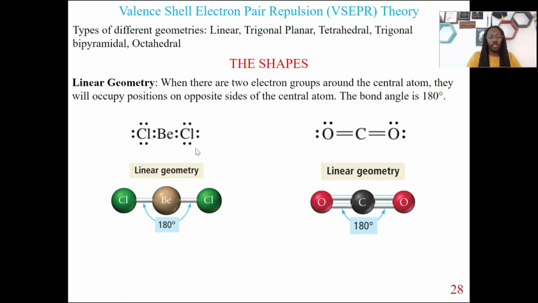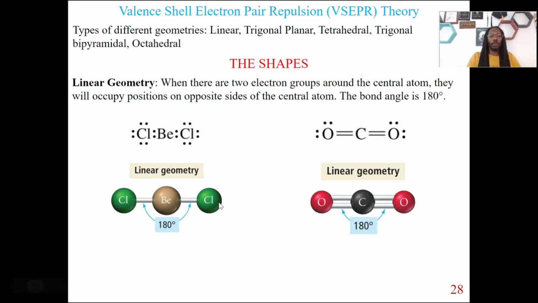When we look at this example of a linear geometry, we have beryllium and two chlorines, so we're going to have two of those groups on either side. Because they're on either side, we're always going to have this bond angle of 180. This is as far as they can be, and they like that. Because they like this, this is our linear geometry.